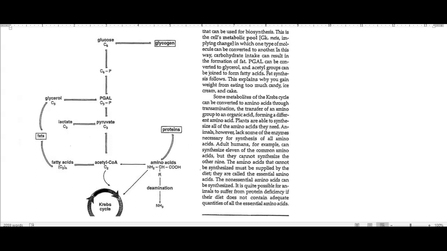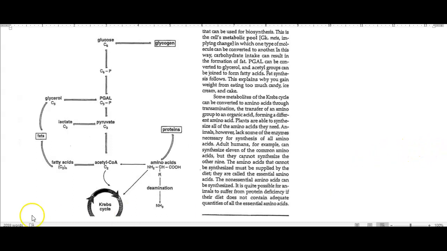Plants are able to synthesize all of the amino acids they need. Animals, however, people, lack some of the enzymes necessary for synthesis of all amino acids. Adult humans, for example, can synthesize 11 of the common amino acids, but they cannot synthesize the other 9. The amino acids that cannot be synthesized must be supplied by the diet. They are called the essential amino acids. The non-essential amino acids can be synthesized. It is quite possible for animals to suffer from protein deficiency if their diet does not contain adequate quantities of all the essential amino acids.